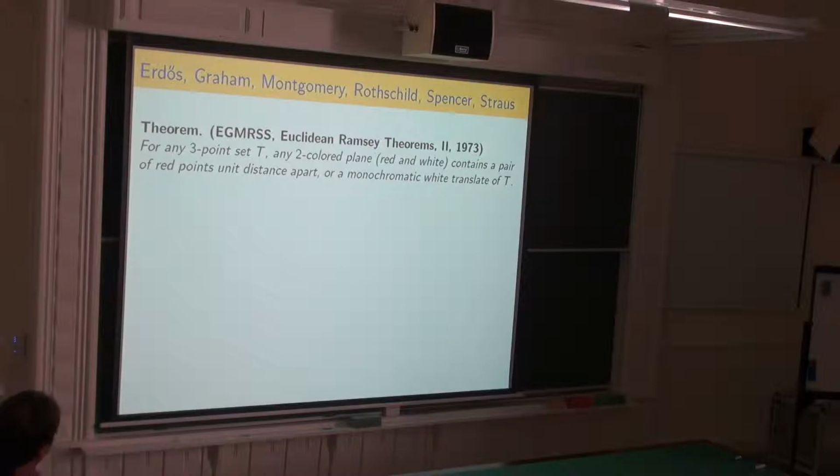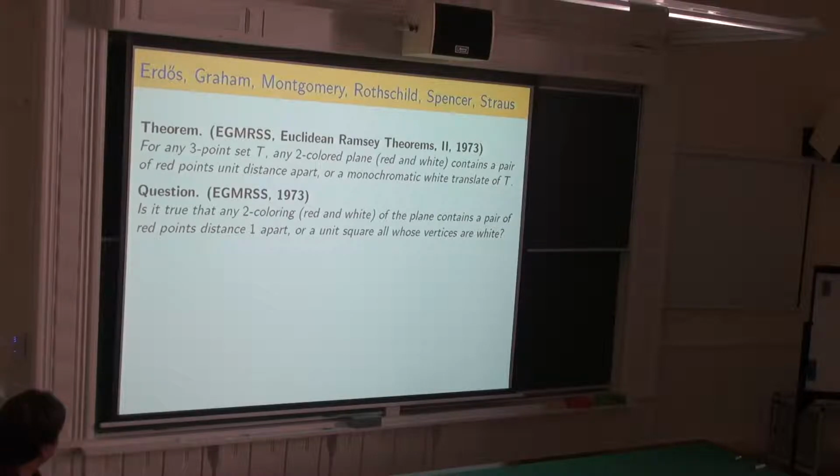So Erdős and company asked in '73, if you have a 3-point set T in the plane and any 2-coloring, then that coloring is going to either contain 2 red points unit distance apart or a monochromatic white copy, actually a translate, of T. So if we are thinking of only 2 colors rather than 6 colors, then one of the colors avoids distance 1, the other one you have so much freedom that you can fit any translate of some given triangle.